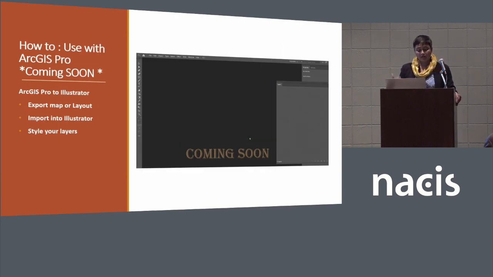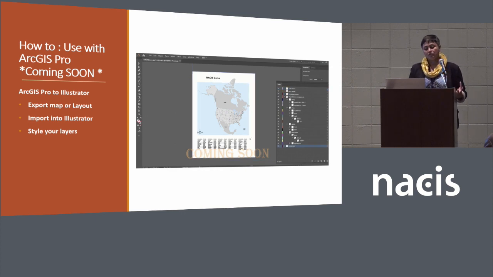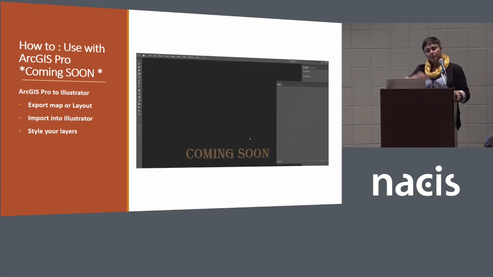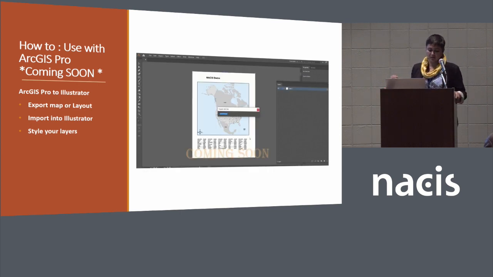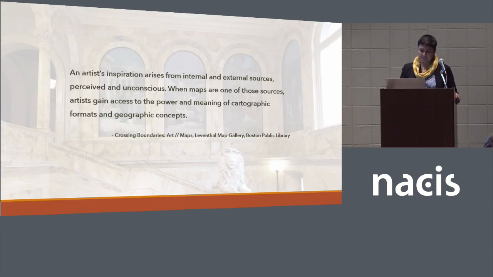This is something that we're currently actively working on, and I know that this has been asked about heavily around here: the ability to work with maps that were designed and authored in ArcGIS Pro. So we are now coming up with a workflow where you can export a map or a layout out of ArcGIS Pro in a format that can be imported into Illustrator using this plugin. And once it's in Illustrator, it's the same idea: the layers are going to be grouped by symbology or the layering that you had, so you can style them as you want.